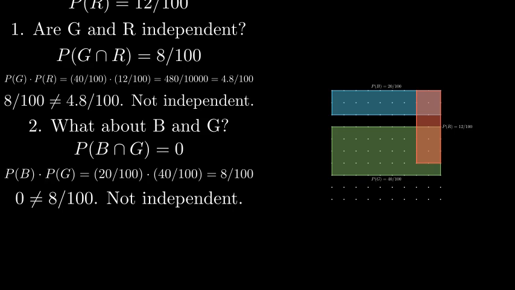This is an important point. If two events have non-zero probabilities and are mutually exclusive, they cannot be independent. If one happens, the other is guaranteed not to happen, so its probability changes.